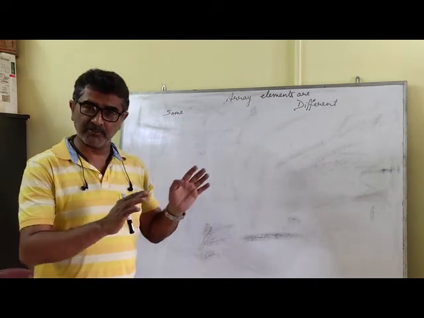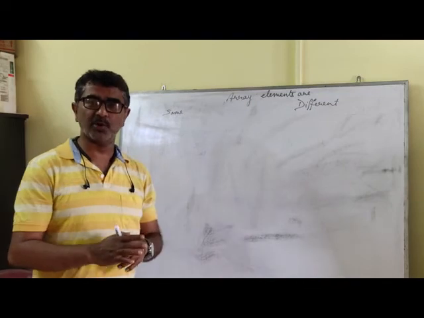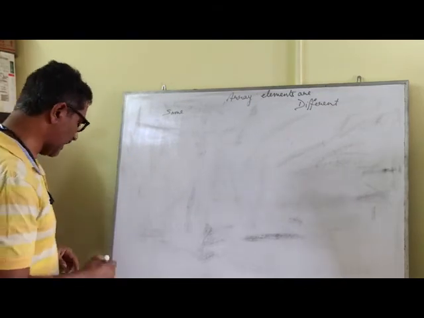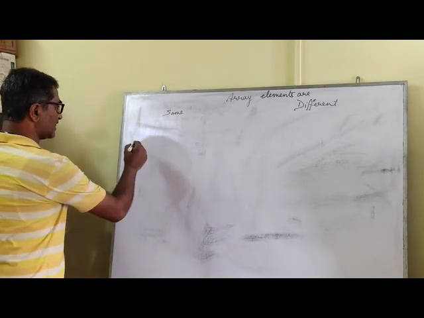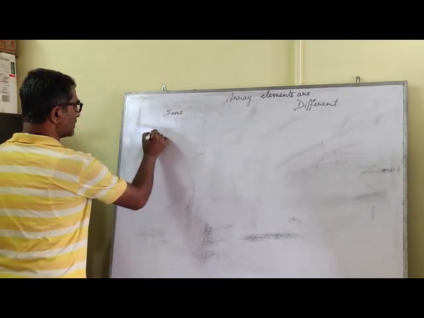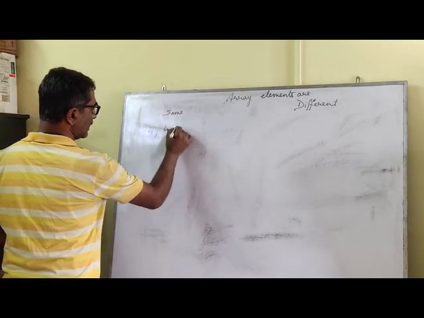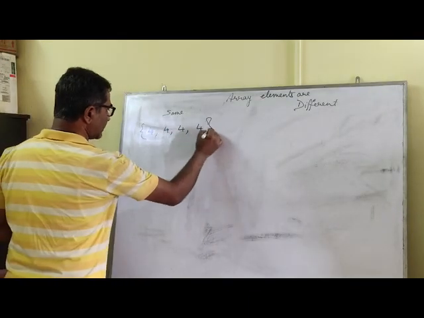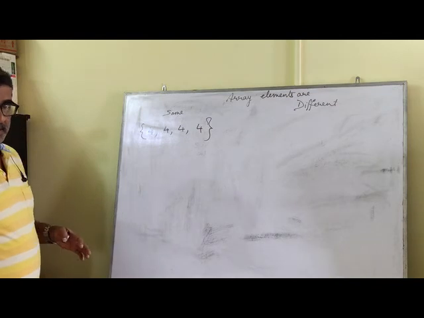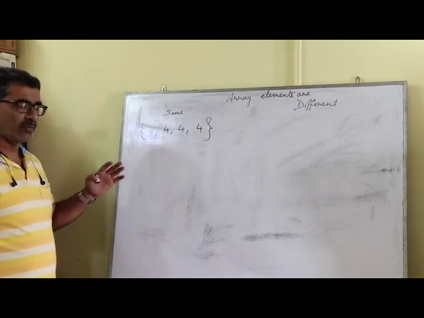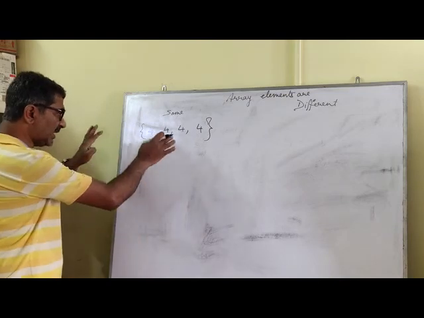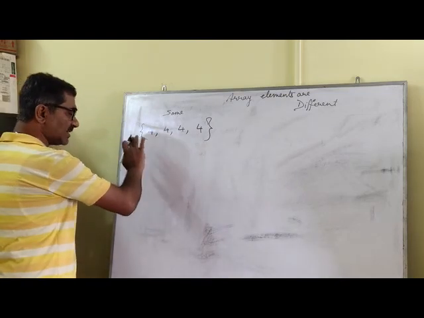Same means all the numbers in it are same, and different means all the numbers are unique in it. That means there is no repetition of number. I'll give you an example. Suppose, for example, an array contains these numbers. Suppose we have an array containing these 4 numbers. Now, what does it mean? All these numbers are same. Why? Because every number is same as each other.